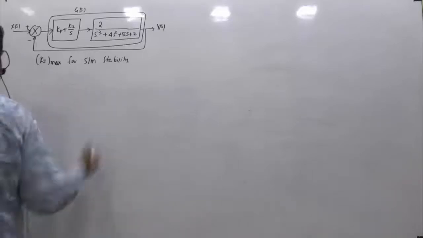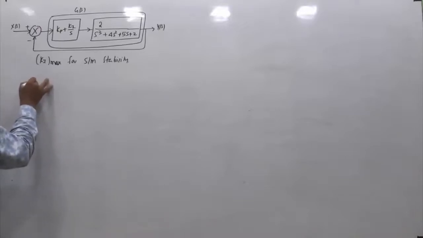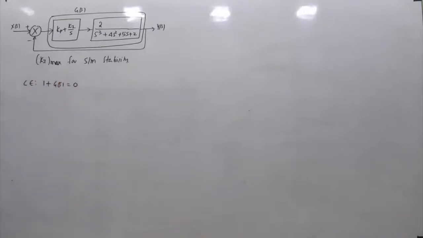Because it's a closed loop unity negative feedback system, the characteristic equation in such cases is given by what? 1 plus G of S equals 0. So for a unity negative feedback system, the characteristic equation is 1 plus G equal to 0. This is the denominator of the closed loop transfer function. So first let me get the characteristic equation, and then we will go to the RH table. So 1 plus G of S, the product of this and this.